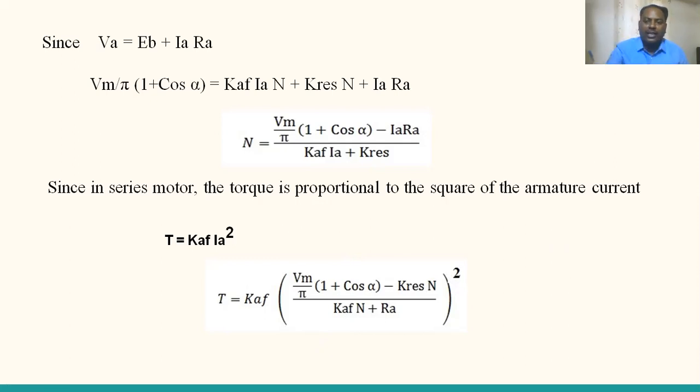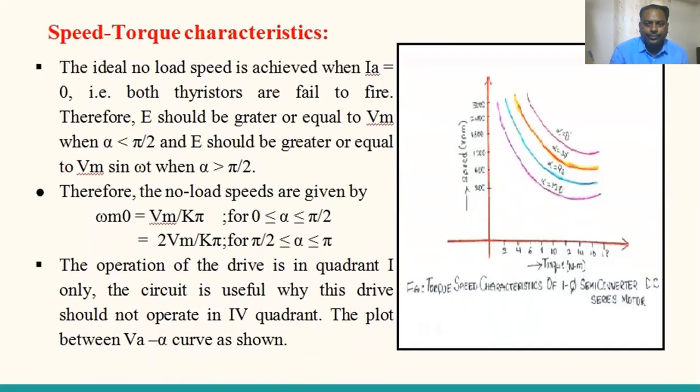It is a hyperbolic nature. So you see the speed torque characteristics here. The speed torque characteristics are generally obtained from the no load speeds. No load speeds are obtained by keeping IA equal to 0 in the speed equation. IA equal to 0 means both thyristors fail to fire, so there are no armature currents. At that time, the speeds are known as the no load speeds.